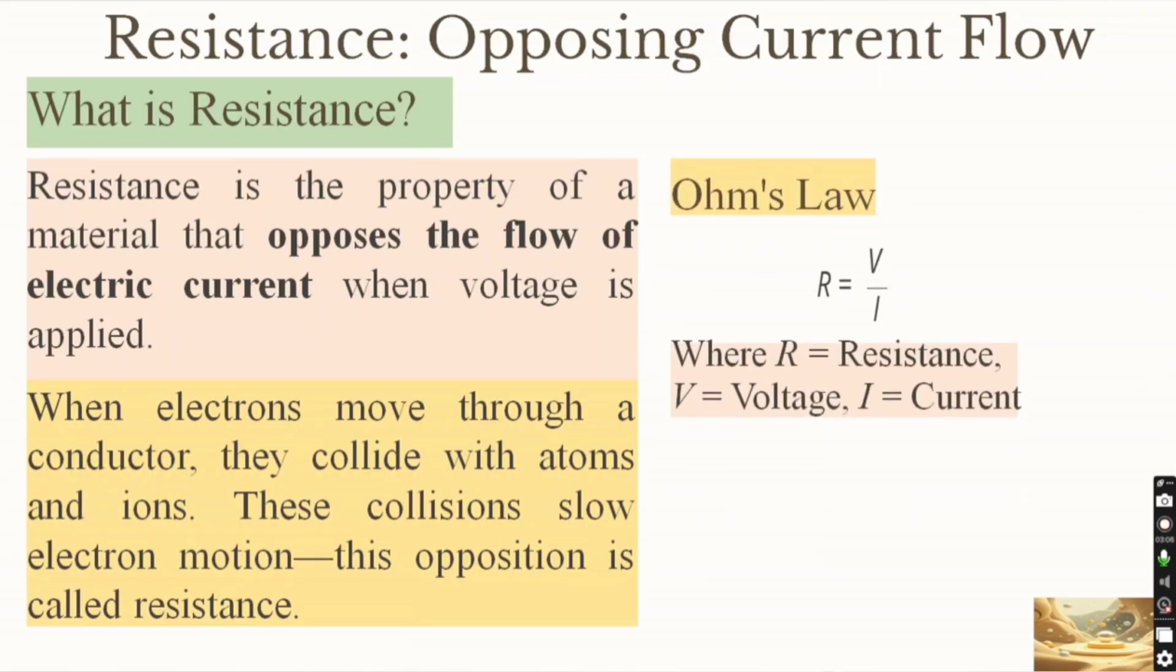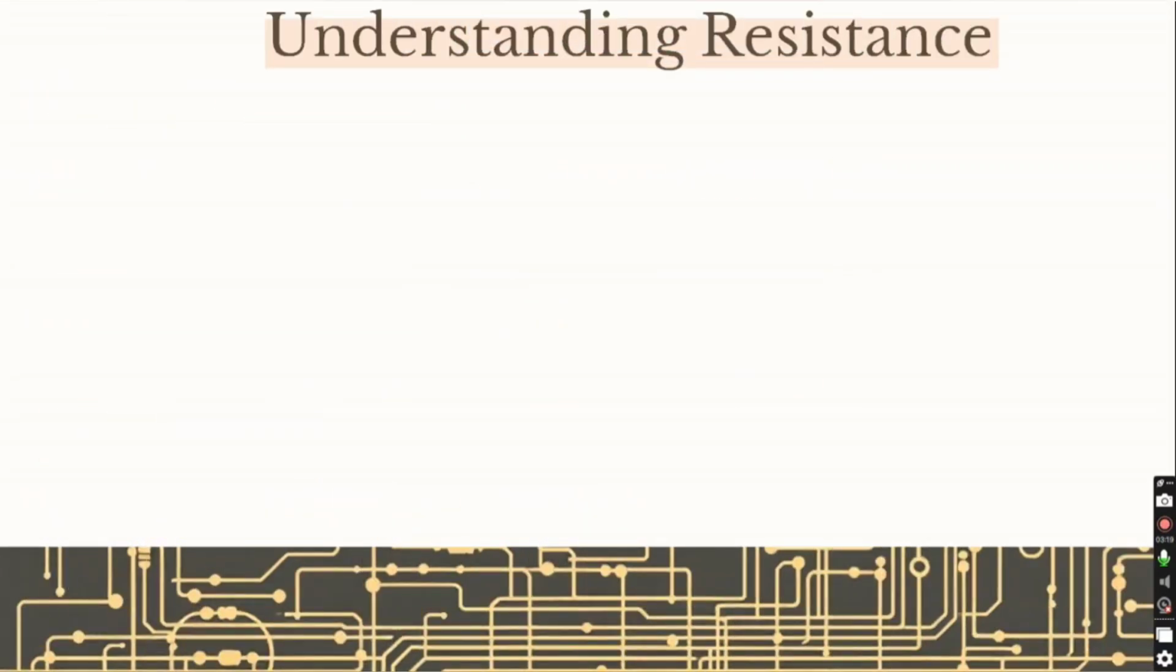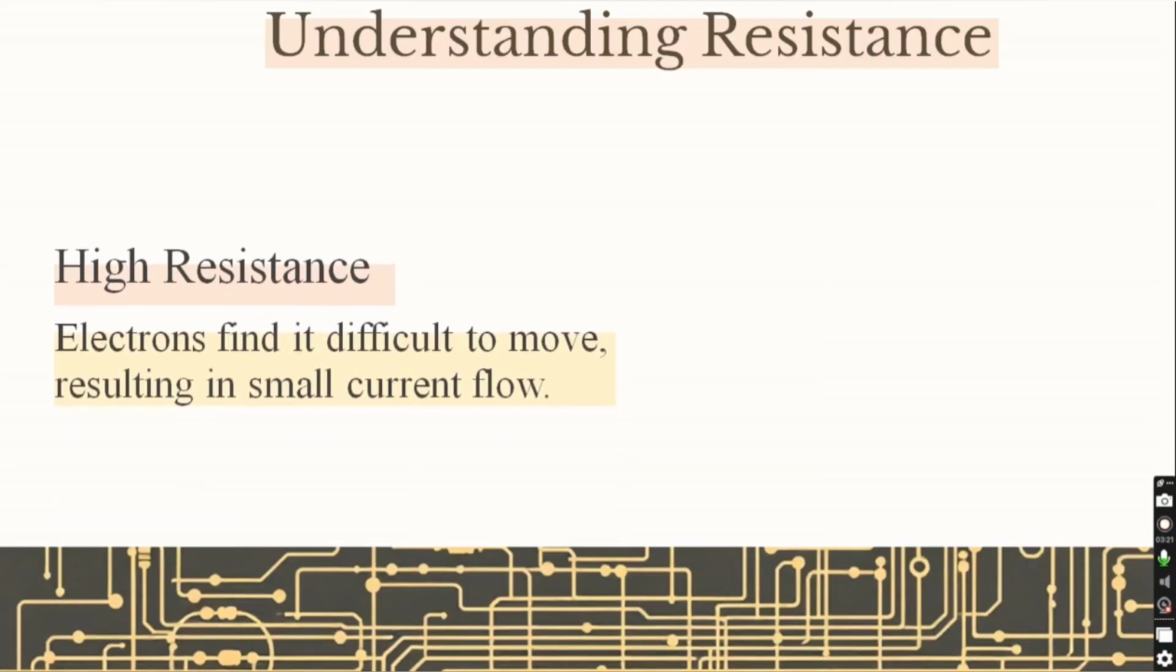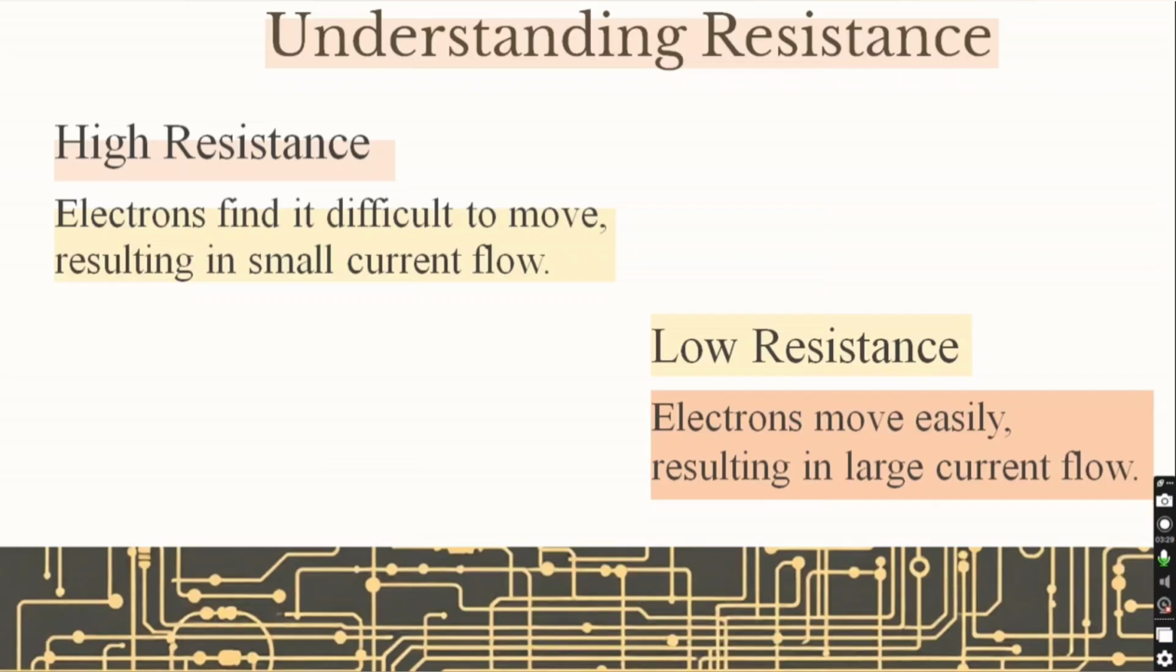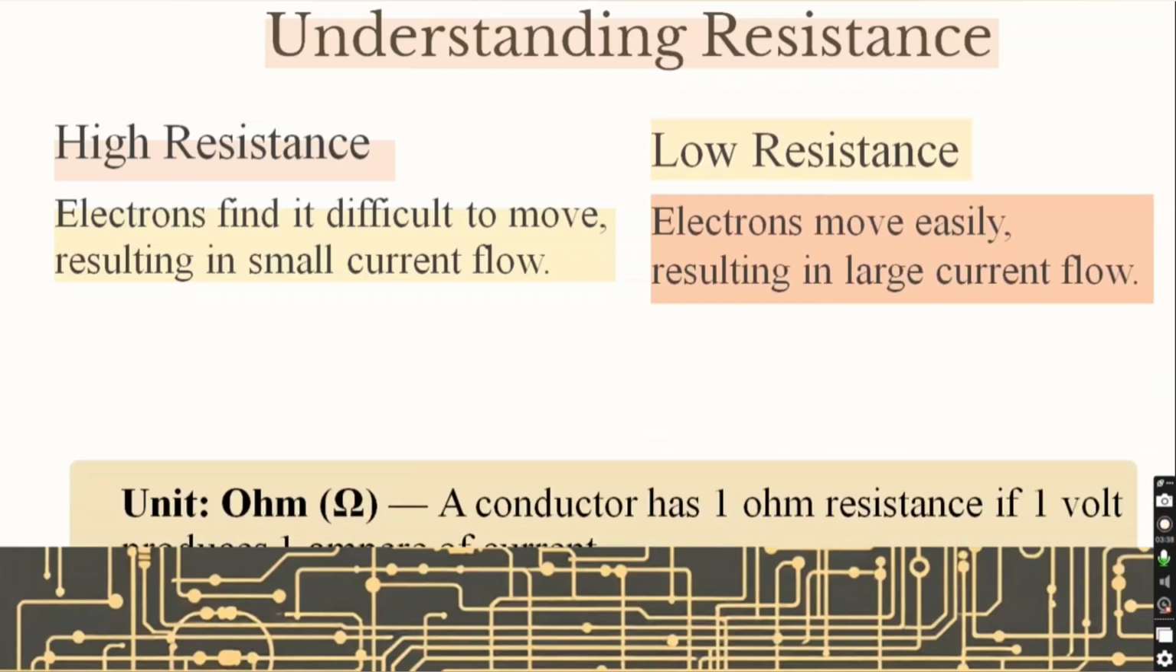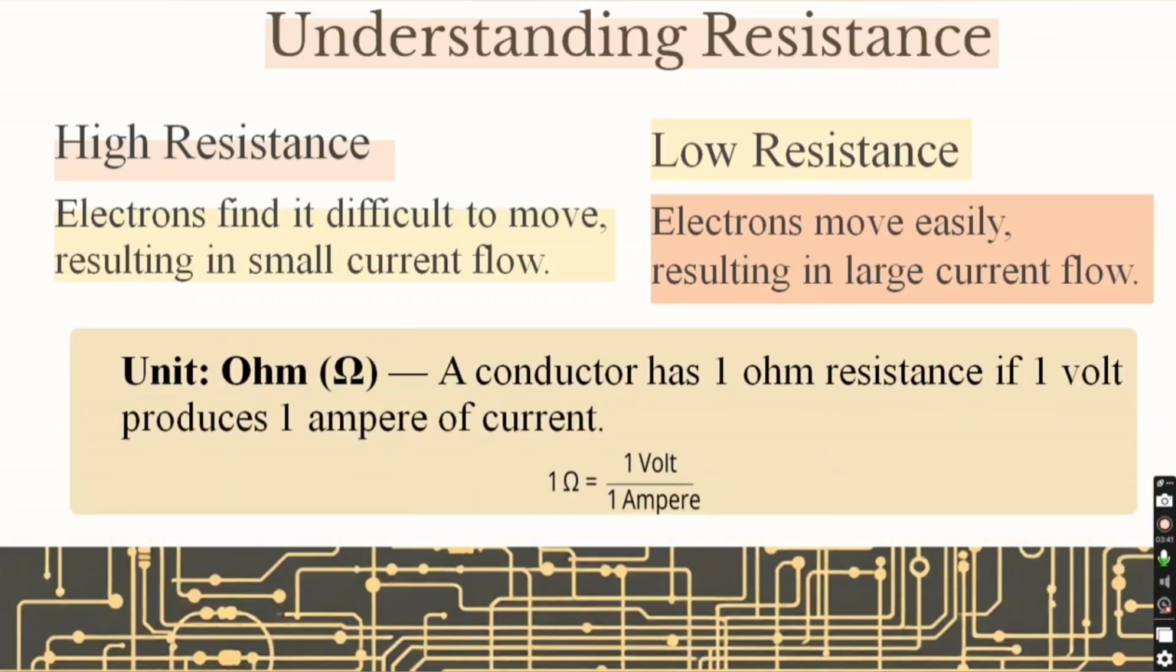Mathematical definition from Ohm's law: R = V/I, where R is resistance, V is voltage applied, and I is current flowing. Physical meaning: high resistance, electrons find it difficult to move, means small current. Low resistance, electrons move easily, means large current. Unit of resistance: SI unit, ohm. Definition of 1 ohm: a conductor has a resistance of 1 ohm if a voltage of 1 volt produces a current of 1 ampere through it.